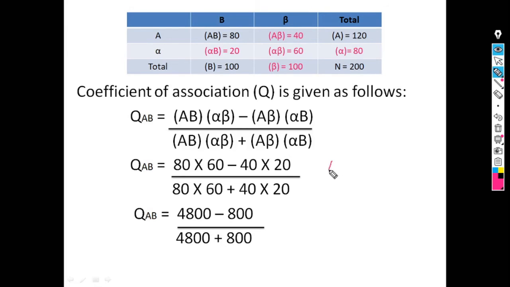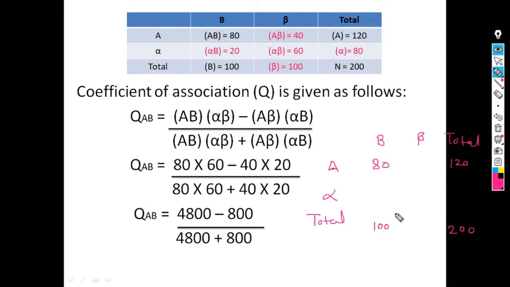So the table is A, alpha, total, and B, beta, total. Here we substitute the given values. The value of N is given, that is 200. Also the value of A is given, 120. The value of AB is 80 and B is 100.